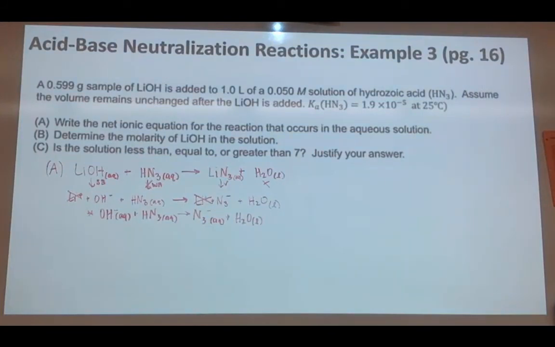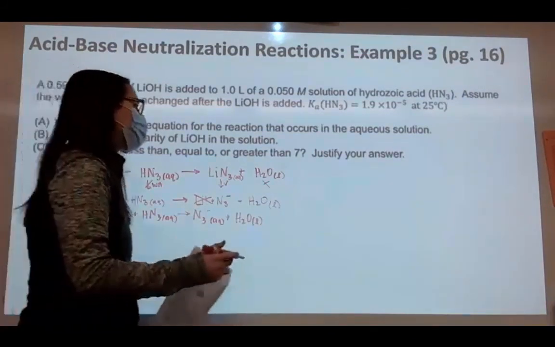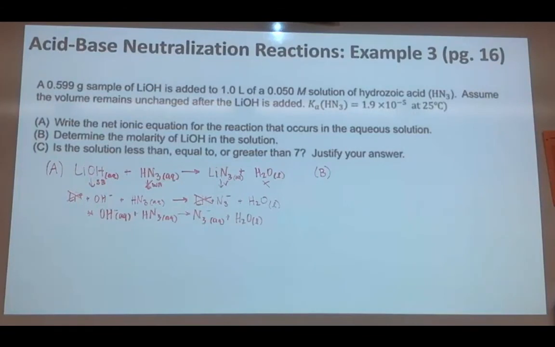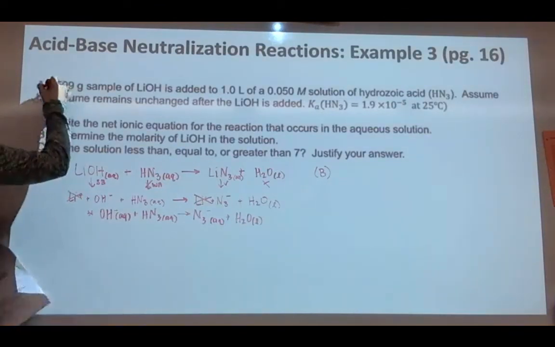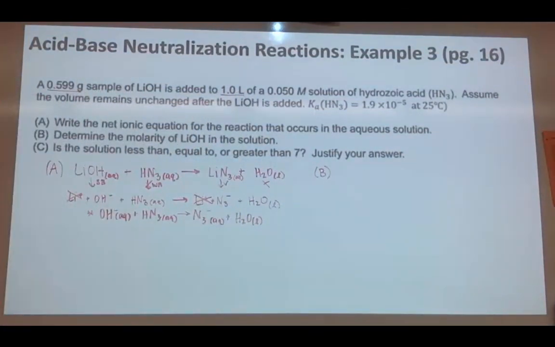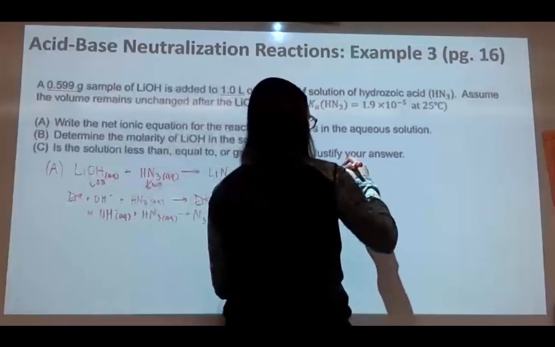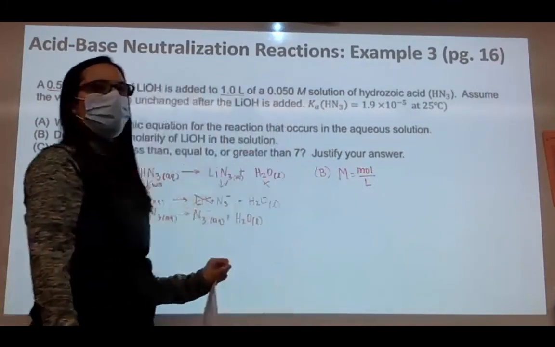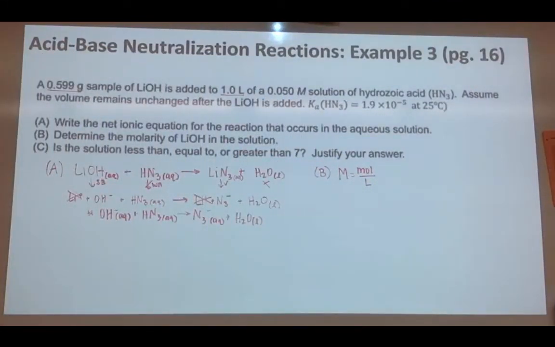And then part B says, determine the molarity of LiOH. Go back to the problem and read what the problem says. You can find molarity. You don't need an ICE table. You don't need stoich. A 0.599 gram sample is added to 1 liter. Think about your equation for molarity. Capital M. Molarity is moles per liter.